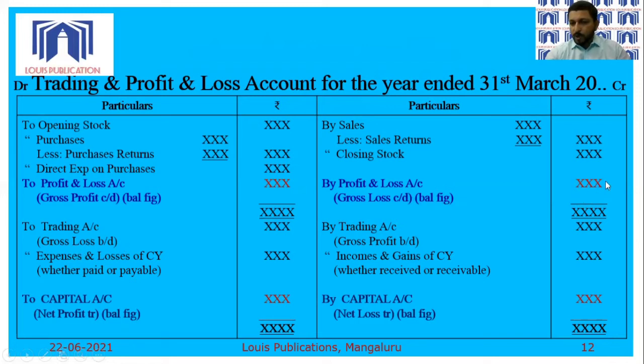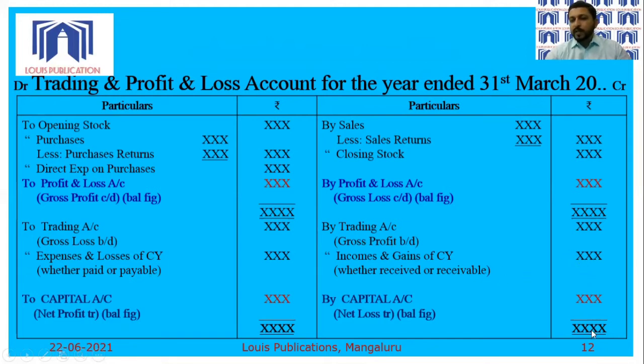So whatever was the gross loss in trading account on the credit side will be brought down to the debit side below the total as gross loss brought down. Then now we are in profit and loss account. Profit and loss account belongs to nominal class of account. Debit all expenses and losses of the current year, whether paid or payable. Credit all incomes and gains of the current year, whether received or receivable. Then you are going to balance.